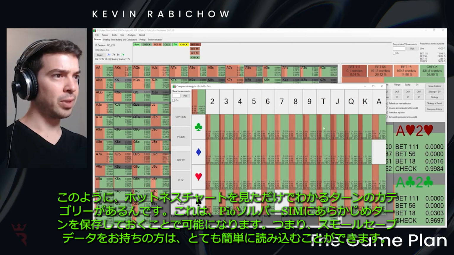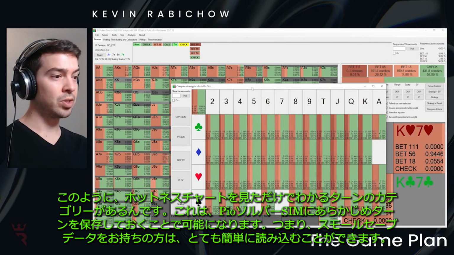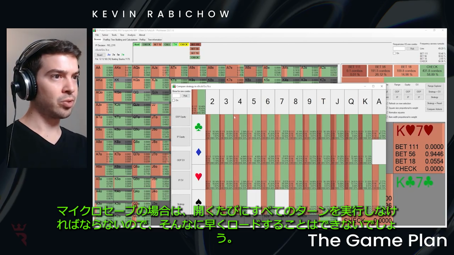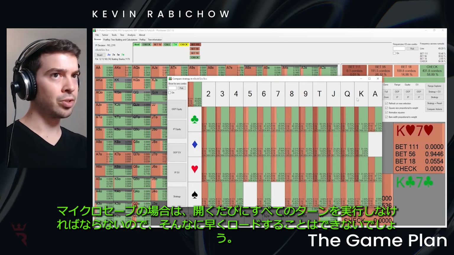This is made possible by having turns pre-saved in your PioSolver sim. So if you have small saves, this is very easy to load. If you have micro saves, you won't be able to load this so quickly because it'll have to run all the turns each time you open it.